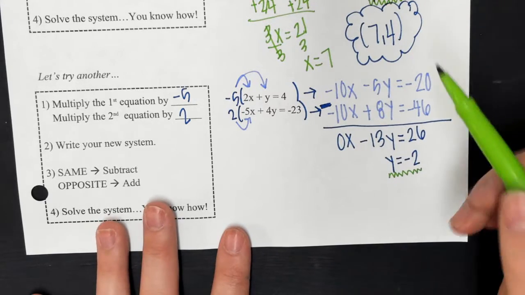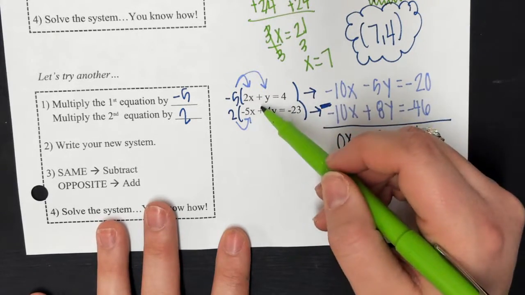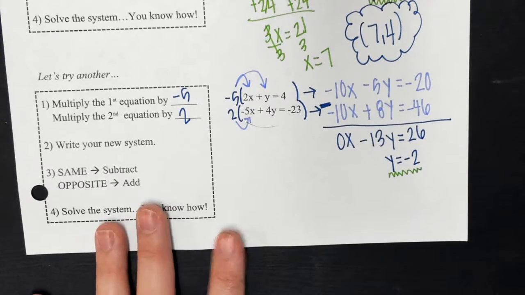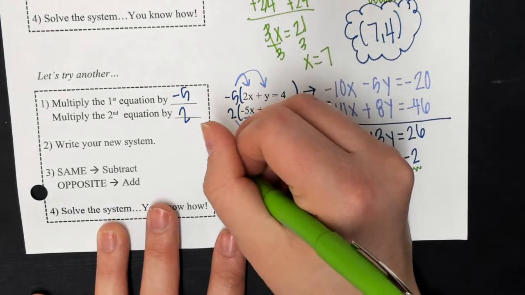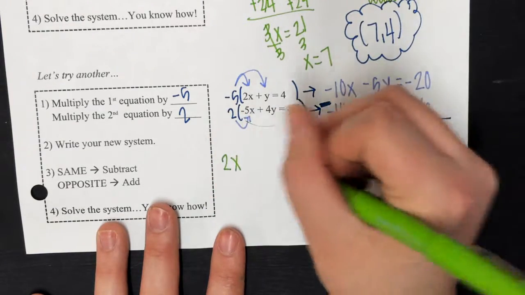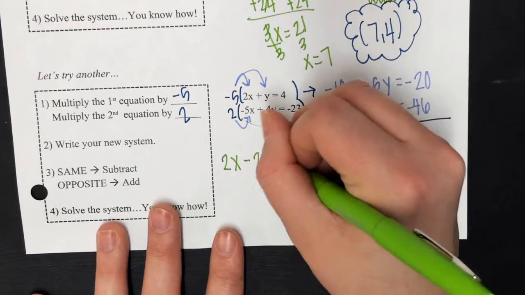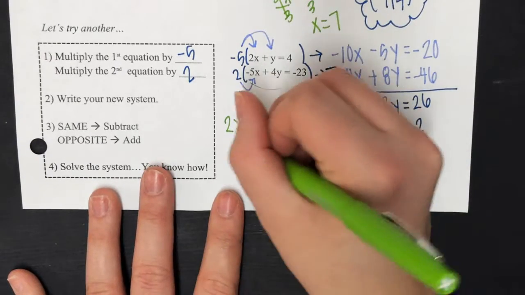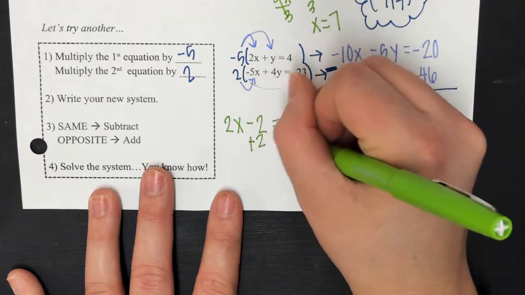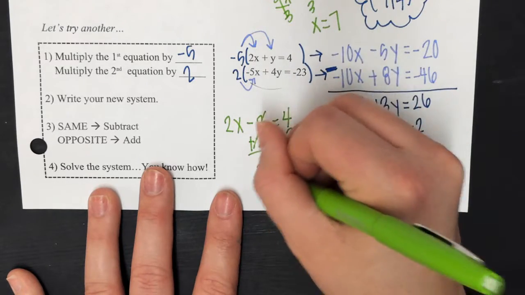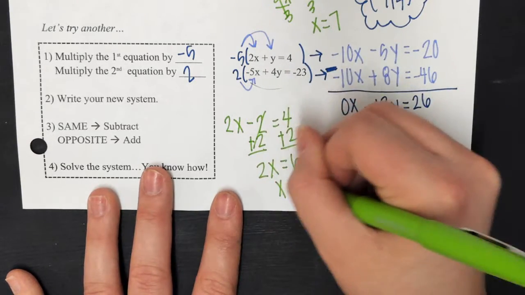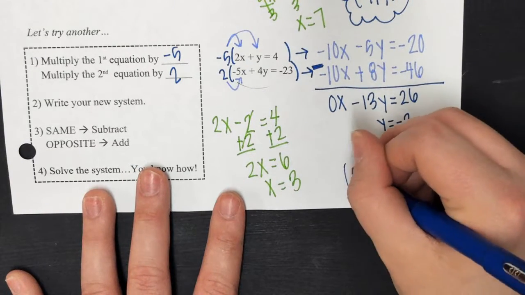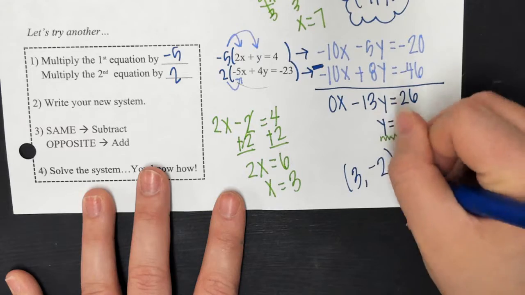Now, it doesn't matter if you plug it back into this equation, or this equation, or this equation, or this equation. Just plug it back in to solve for x. 2x minus 2 equals 4. I got 2. Add 2, add 2. 2x is equal to 6, so x is equal to 3. We're about to get there.